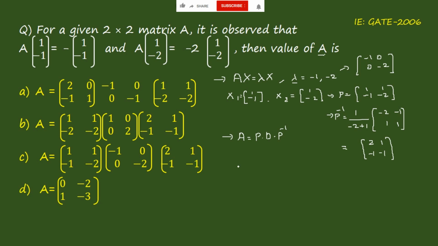So the A value is equal to P, which is 1, 1, minus 1, minus 2, times D, which is minus 1, 0, 0, minus 2, times P inverse, which is 2, 1, minus 1, minus 1. This is the A value. So we can see that it is satisfied in option C. So the answer is C.